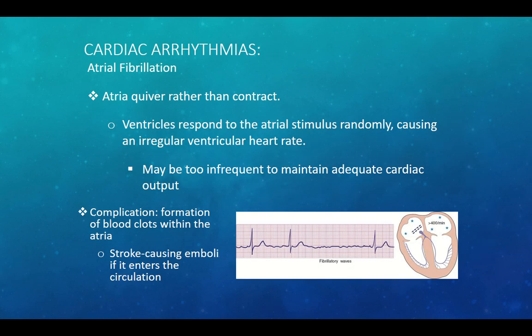So atrial fibrillation: the atria quiver rather than contract. Ventricles respond to the atrial stimulus randomly, causing an irregular ventricular heart rate. So it is what they call irregularly irregular. The rate may be too infrequent to maintain adequate cardiac output. Complications: formation of blood clots within the atria, and stroke causing emboli if a clot enters the circulation.